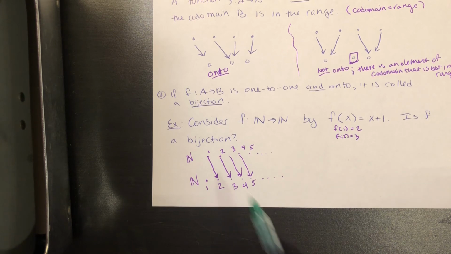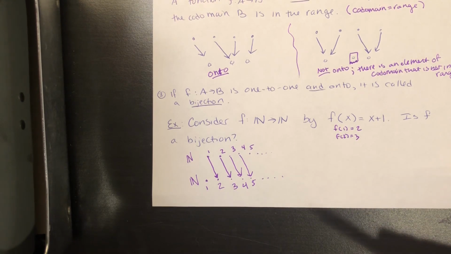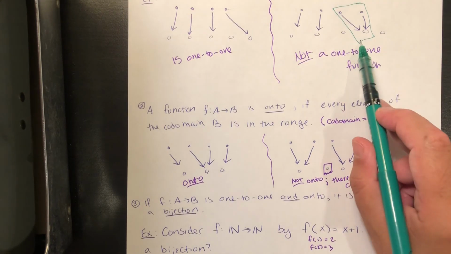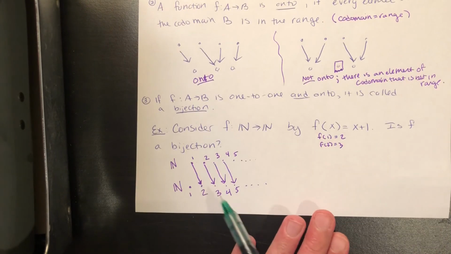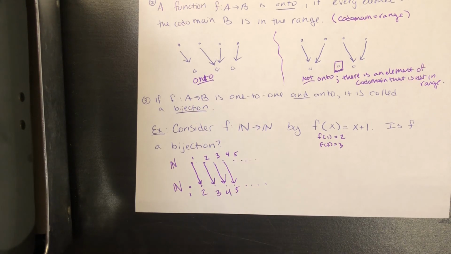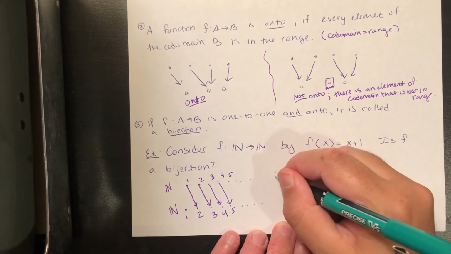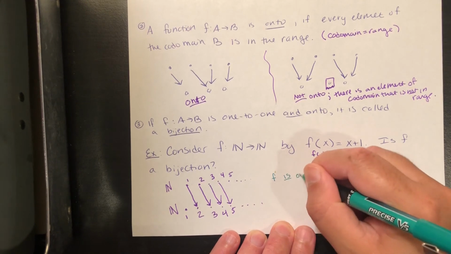Well, to be one-to-one means two different elements of the domain are always going to map to two different elements of the codomain. Is that true here? Yeah, right? We're not going to get any issues like this. We're not going to have any two elements in the domain mapping to the same element of the codomain because everything's mapping to just that number plus 1. So this function is one-to-one.